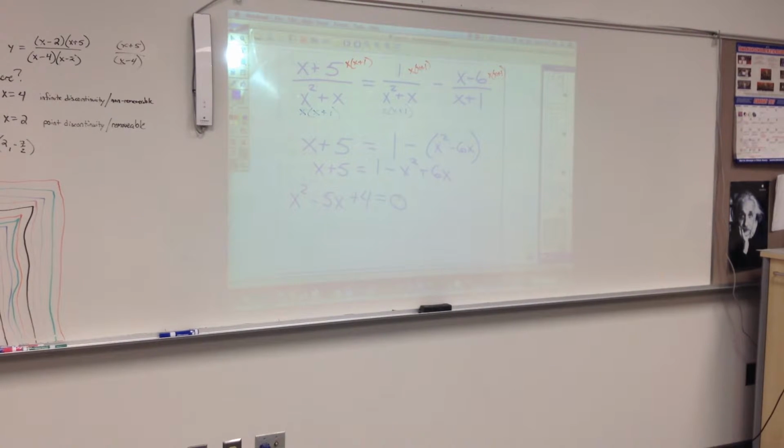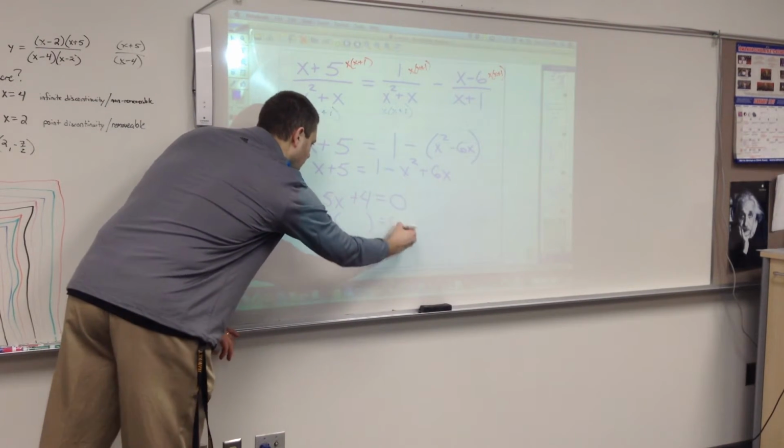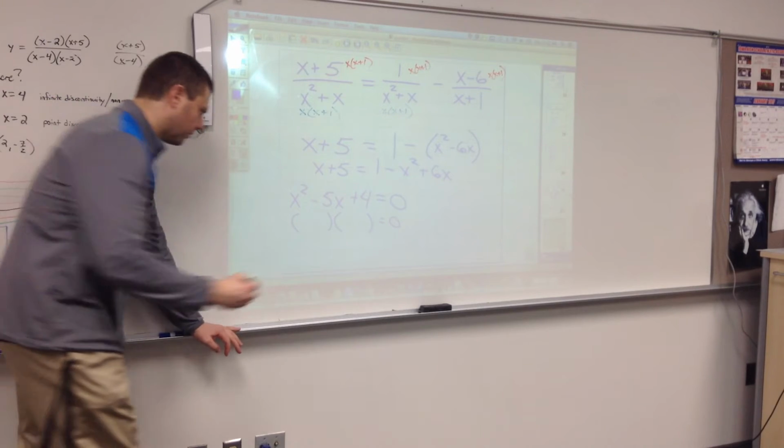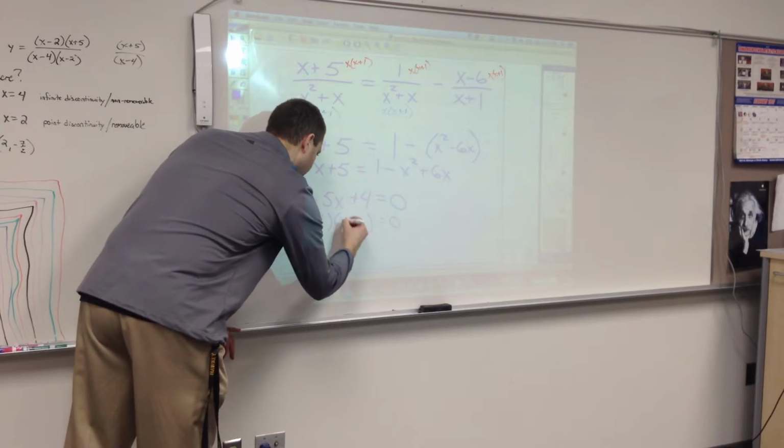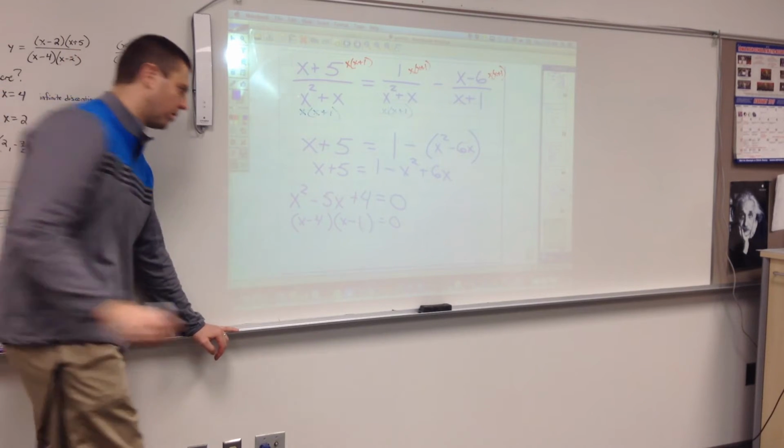How are we doing? Okay? Is that factorable? What are my two factors? x minus 4 and x minus 1. So what are my two solutions? x equals 4 and x equals 1.